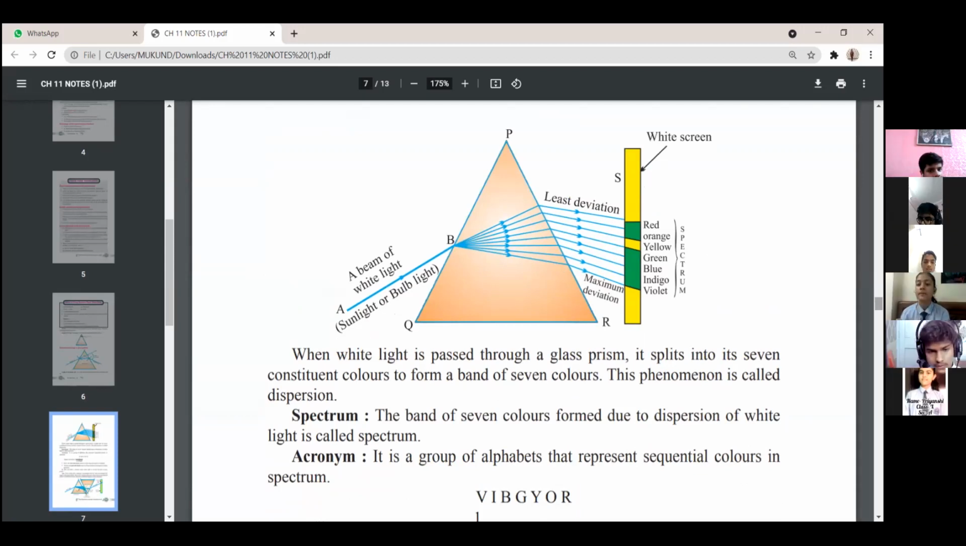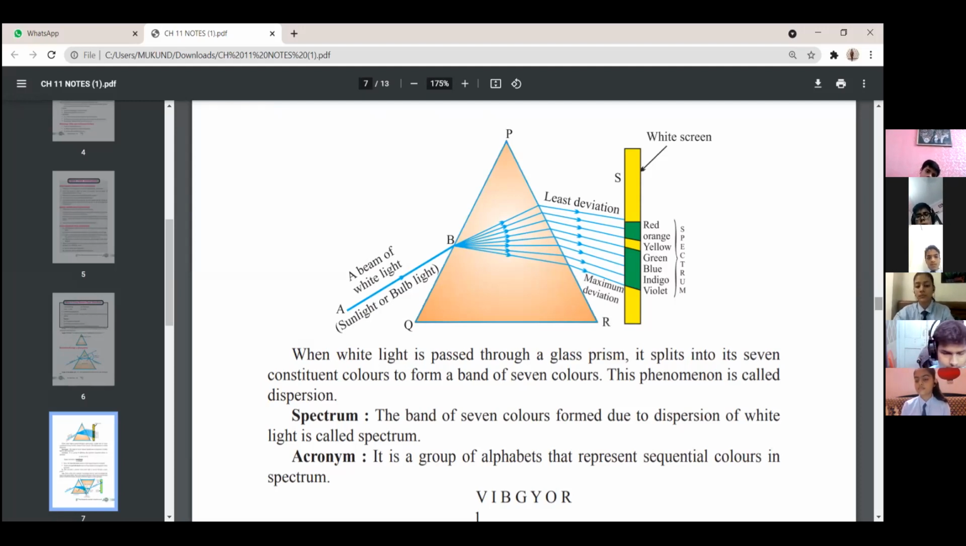Dispersion is the phenomenon you have done in junior classes also, in class 8, that when a white beam of light, it may be sunlight, it may be tube light, it may be your mobile white light or torch light, is thrown onto this pyramidal glass prism, it scatters into its seven constituent colors. In junior classes also you have learned, right? And this band of seven colors is collectively known as the spectrum.